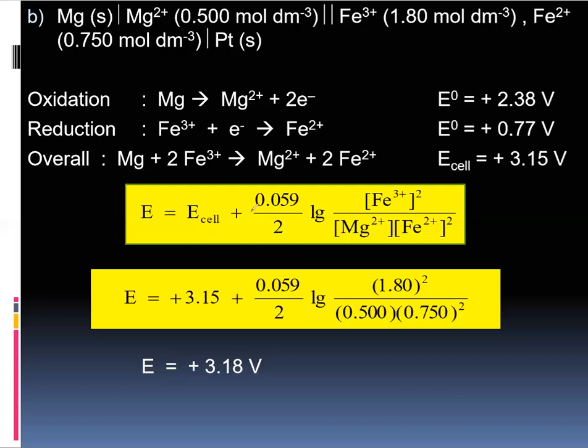So E is equal to E cell plus 0.05. How many electrons were transferred? 2. You can see we have 2e⁻ and 2e⁻, so 2 is going to be our number of electrons, that's n. Then the log of the reactant.